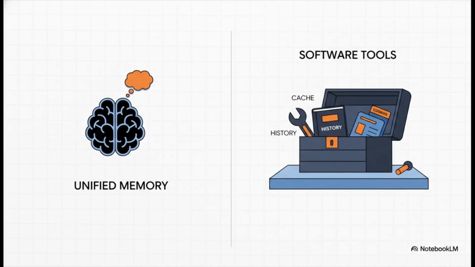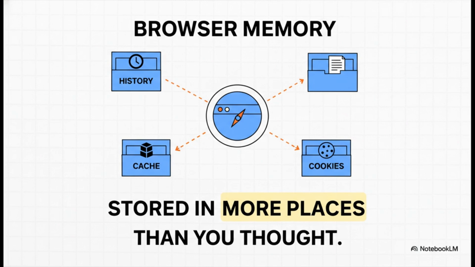All that frustration really just comes from this mismatch in expectations. Our intuition looks for a single unified memory, like a person has. But software just doesn't work that way. It uses a collection of different specialized tools, and clearing one doesn't affect the others at all. So the system isn't broken. It's just that your browser's memory is stored in a lot more places than you probably thought.